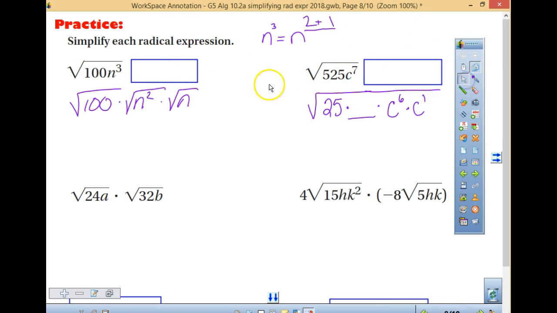So that first answer, Soren, what'd you end up with? Give it a shot. Tell me. Oh, I said 10n. Does it make sense that we're going to have 10n and then this square root n? So we're not going to leave it cube root n, okay?